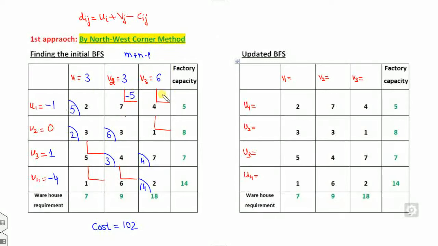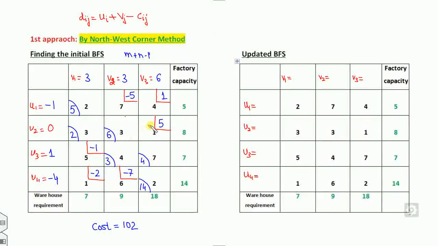Similarly here is 5. 5 minus 4 is plus 1. This value is 6 minus 1, which is plus 5. This is 3 plus 1 minus 5. This is minus 1. This is minus 2. This is minus 7. So check whether all dij are negative. No, these two values are positive. So you start with the most positive value.